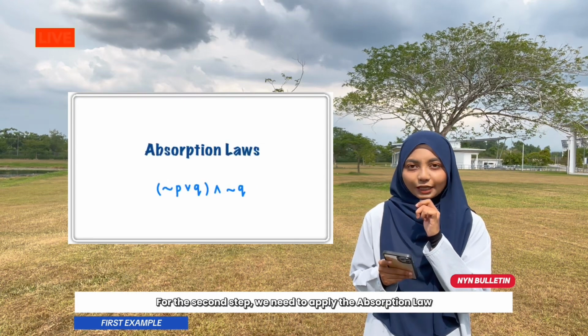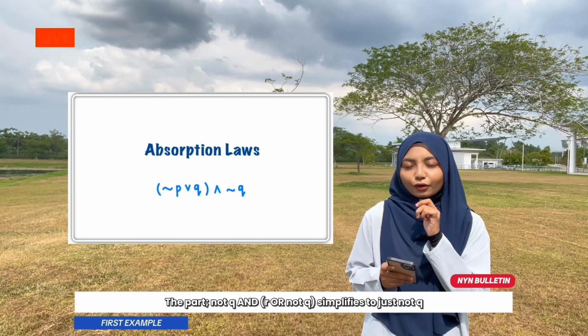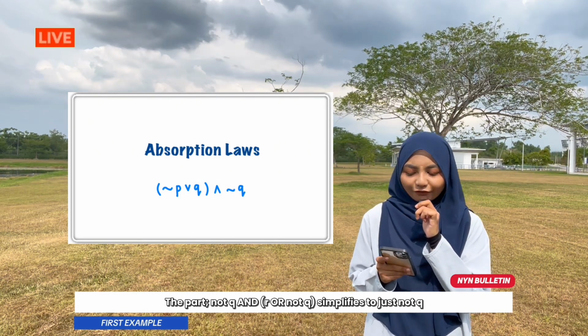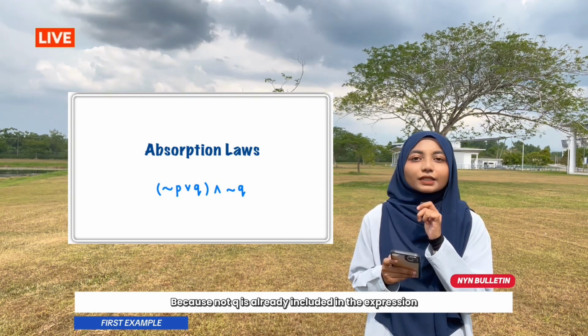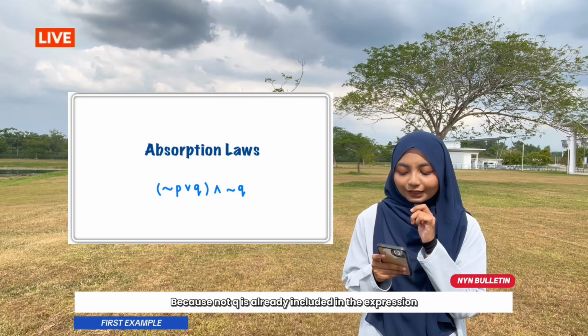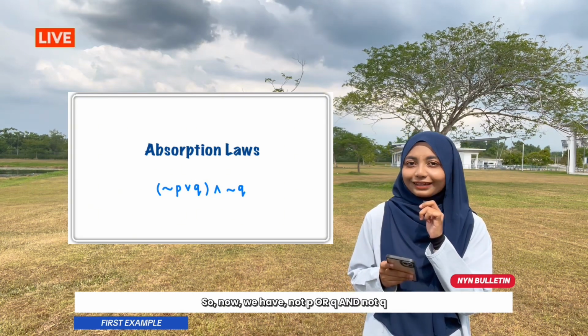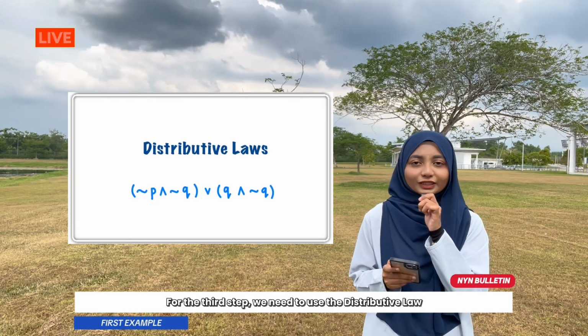For the second step, we need to apply the absorption law. The part not Q and, in brackets, R or not Q simplifies to just not Q, because not Q is already included in the expression. So now we have: not P or Q, and not Q. For the third step, we need to use the distributive law.